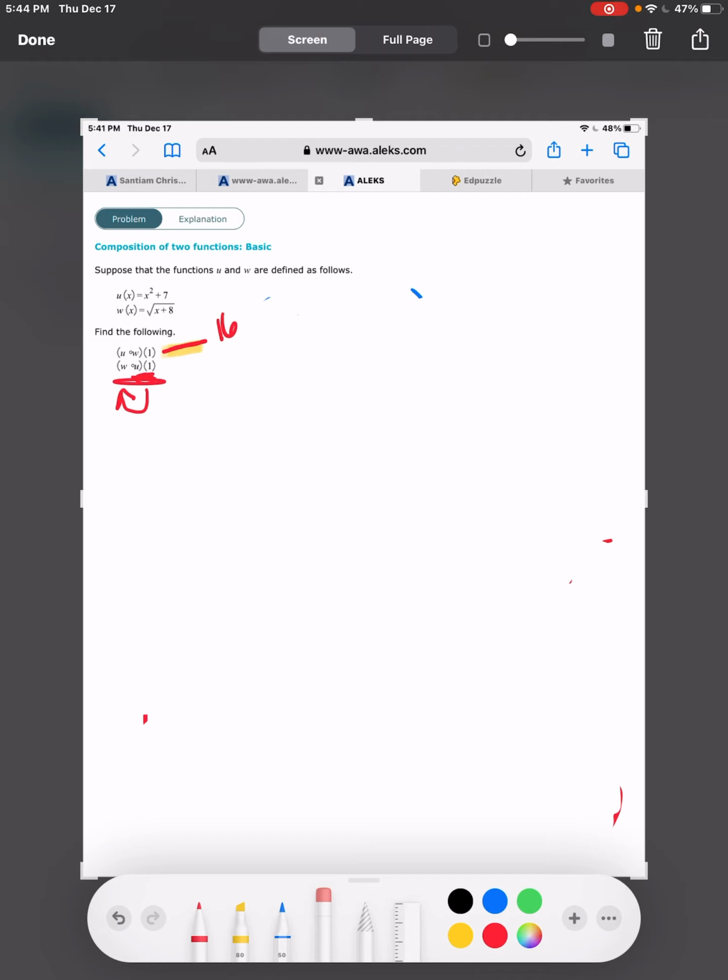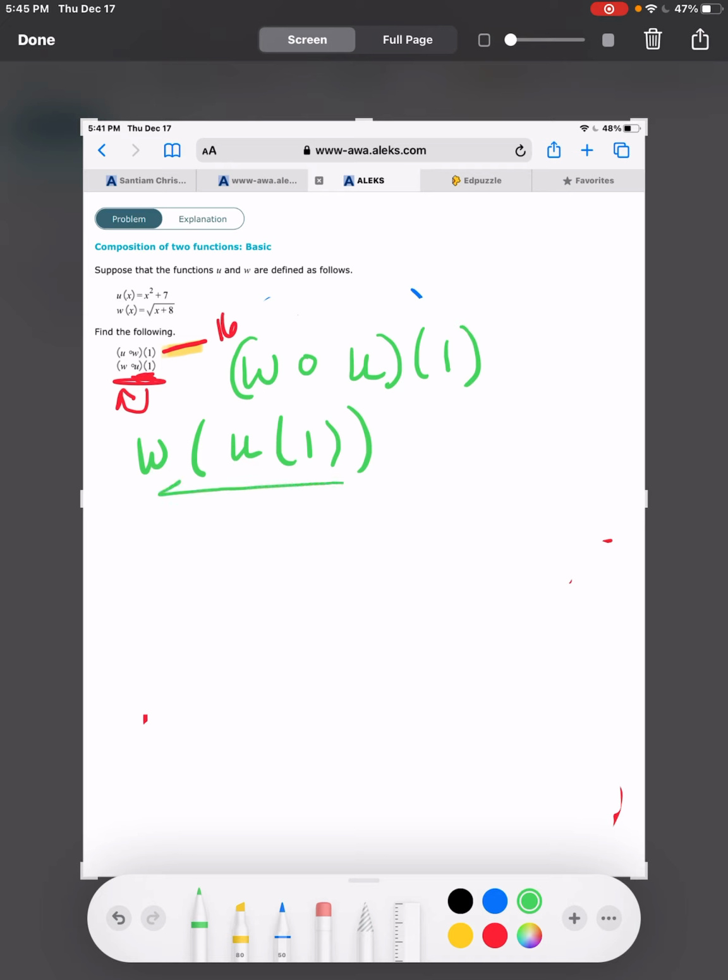The w follows the u of 1. You can tell I like this notation better, but that is the same thing as saying w follows, that little dot means follows, the u of 1. For some reason I like this, it just seems to flow better, but it means the same thing. We're going to take the 1 and we're going to plug it into the u.